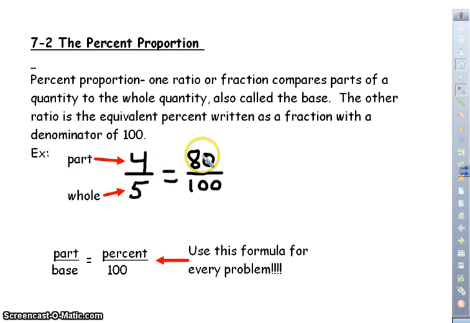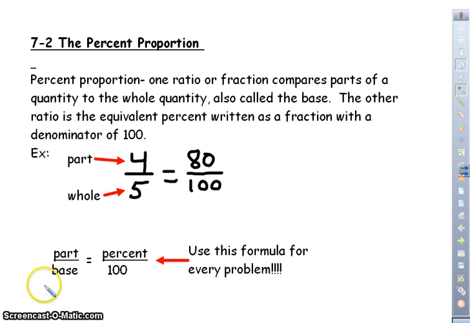4/5 equals 80/100. This is your part. This is your whole, as this is as well. This is your part of your whole to get the 80%. Okay, 80 over 100. Any time you have a number over 100, that is your percent, as we have stated many times through the course of this year.